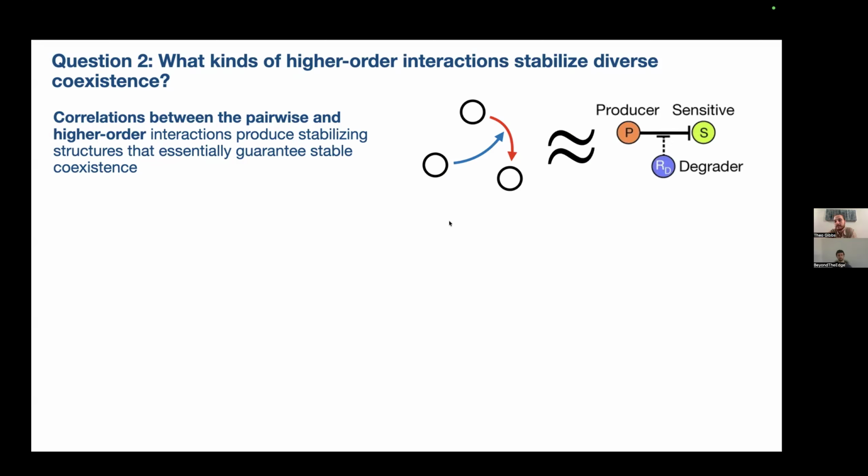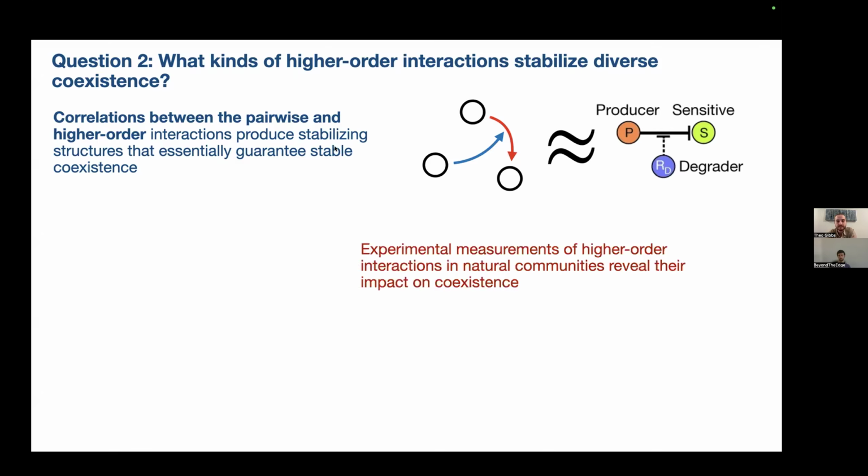So the degrader necessarily has the opposite sign. The higher order interaction that the degrader produces always has the opposite sign as compared to the pairwise competition. But it also doesn't exceed it, right? It doesn't facilitate the sensitive species more than just turning off pairwise competition. And that's the kind of dynamic that we expect to be especially stabilizing. And we've now identified it in this more generic ecological modeling framework.